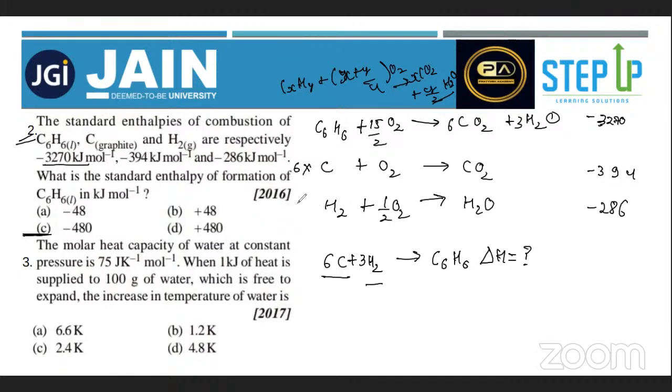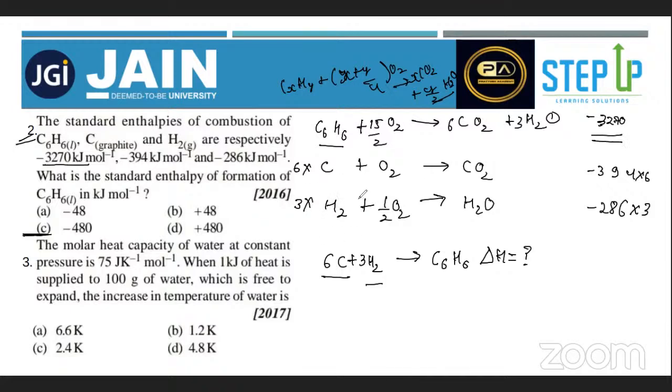I want H2, 3. Both are supposed to be on the reactant side itself, so I don't have to apply any negative sign. Because I'm multiplying this by 6, this also is supposed to get multiplied by 6, and this also is supposed to get multiplied by 3. If I'm doing that, you can see that this C6H6 is on this side, and it is supposed to go on that side. So because this is supposed to go on that side, this will become positive. We'll see that next. First, we'll write this thing.